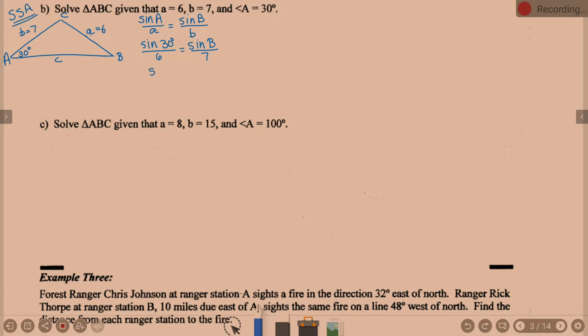If I solve for sine B, we're going to have sine B equal to 7 times sine of 30 divided by 6. I kind of put my 2 steps together there. Recall from yesterday, what's my final step? How do I actually find B here? We know the output; we need to find the input. So we're going to use the inverse function. In order to find B, we're going to do sine inverse of 7 sine 30 degrees over 6.